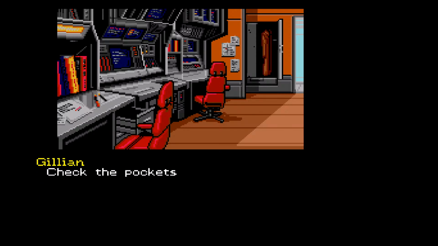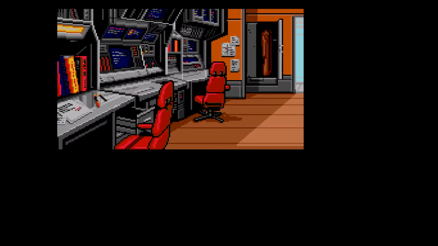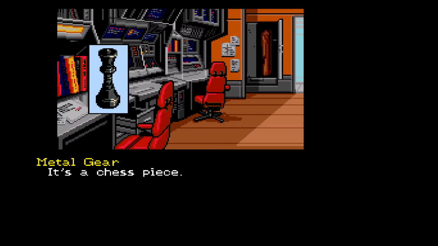Okay, so let's investigate the coat. Check the pockets of the coat for me, will you? Alright. A chess piece was in the coat. Look at the chess piece.